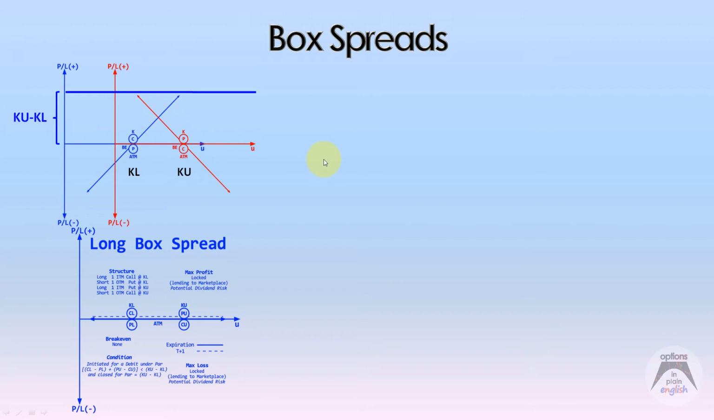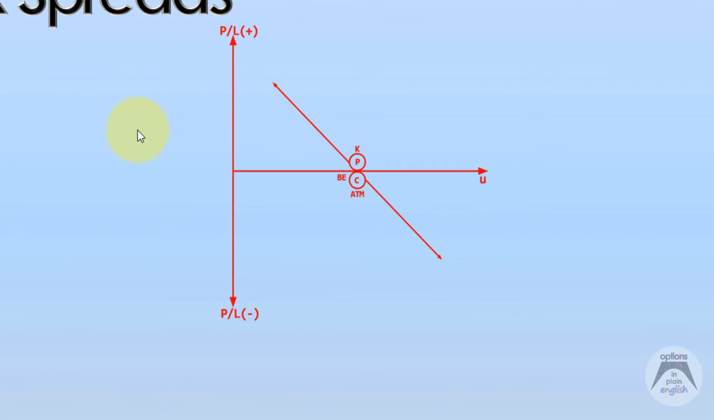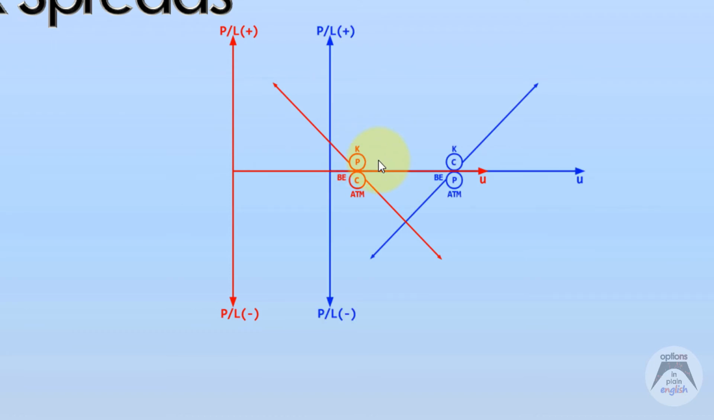So now we're going to do the other side, and the other side is we have a short synthetic version of stock here, so long put, short call at the same strike price, and then we have a long synthetic version of stock, so long call, short put at a higher strike price. So we're going to have something that's very similar to what we had before, but in this case, I'm shorting at the lower strike price, and I'm basically buying at a higher strike price.